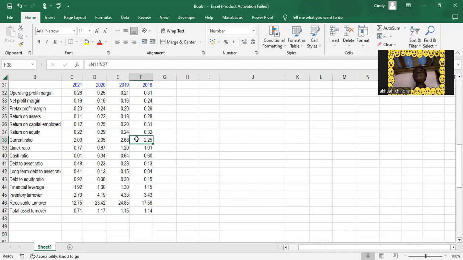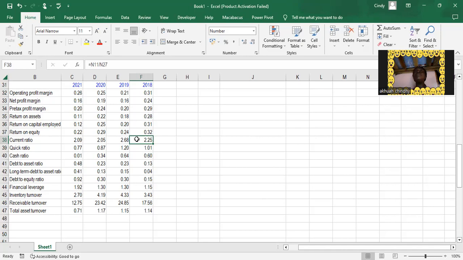Okay, so if you had 2.25, what is it telling you as a business person, as a finance person? It's telling you that the business will be able to cover its current liabilities 2.25 times, or even if you round it to 1 decimal, 2.3 times. You get it?